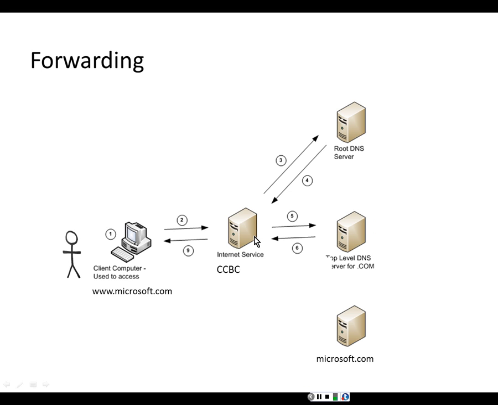The .com server tells our DNS server the IP address of Microsoft's DNS server. Our DNS server asks Microsoft's DNS server for the IP address of Microsoft's web server. Microsoft's DNS server tells our DNS server the IP address of Microsoft's web server, and our DNS server sends the IP address of Microsoft's web server back to the client. This is DNS forwarding.